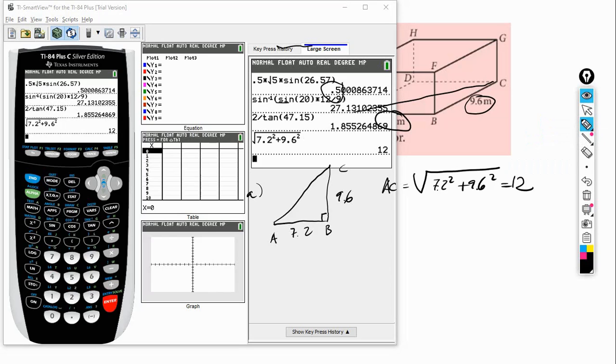Oh boy, I can write something better than that. Those are nice. 1 and 2. Oh, beautiful. 12. Okay, so AC is 12. All right, let's move on to the next part of this thing.